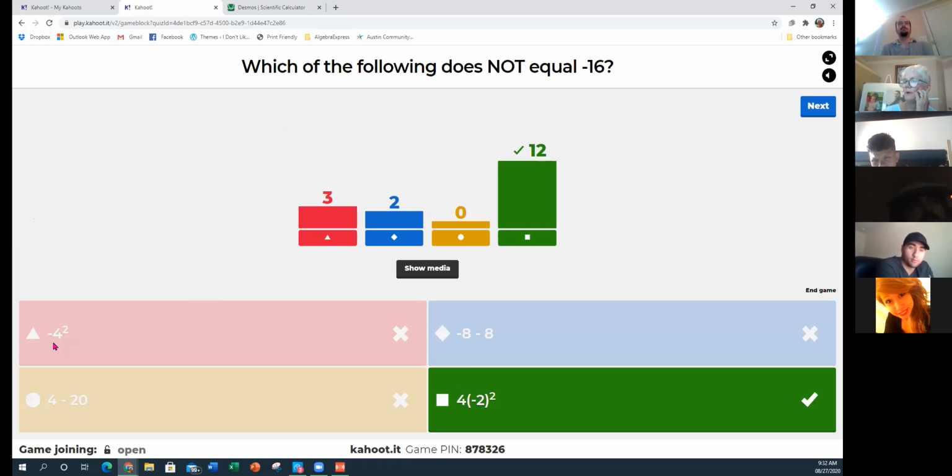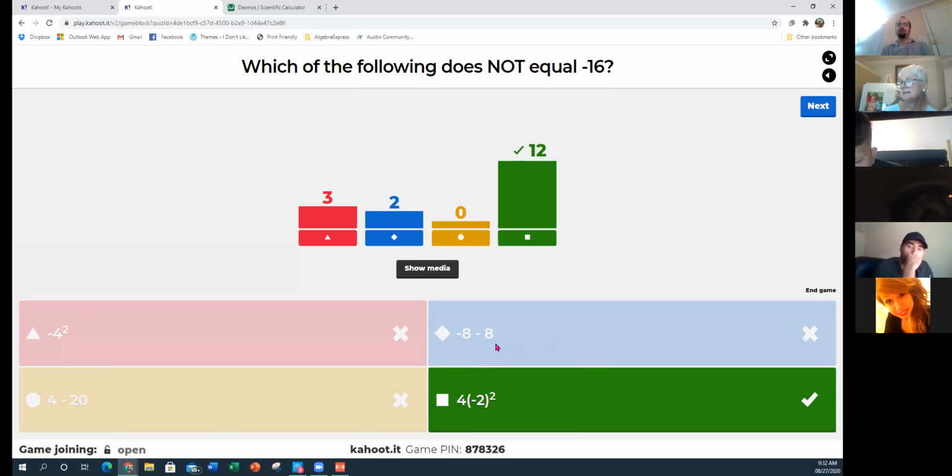-4 squared, remember, if the negative is not inside parentheses, that negative just sits there and looks pretty. It never goes away. The square does not apply to that negative. So -4 squared is the same thing as -4 times 4, which would be -16. So that one is good.